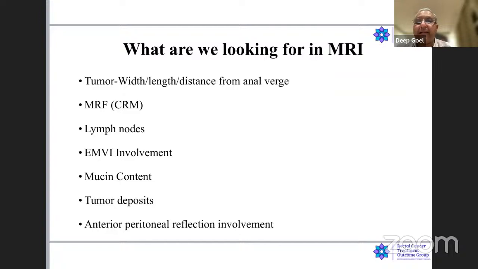So obviously MRI will tell us about the width of the tumor, that is T1, T2, T3, length, distance from the anal verge, CRM, number of lymph nodes involved, EMVI, mucinous content, tumor deposits outside the CRM, and anterior peritoneal reflection involvement. These are all important points which will guide our further treatment.